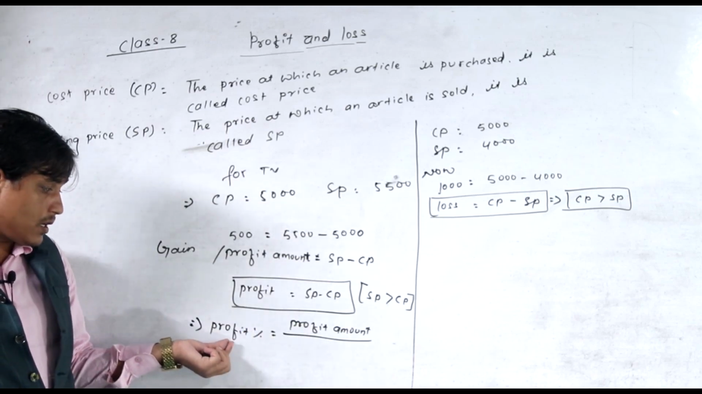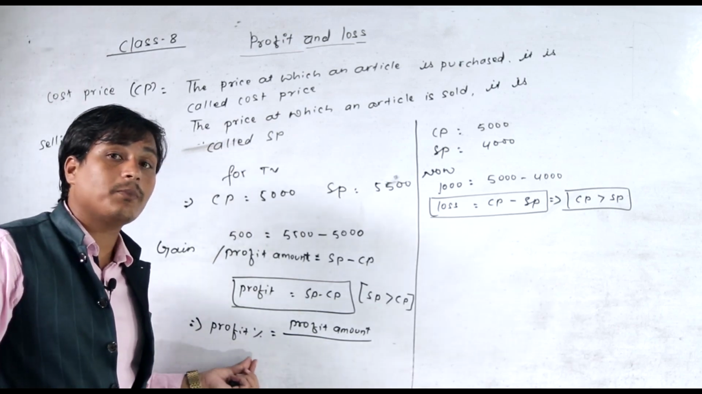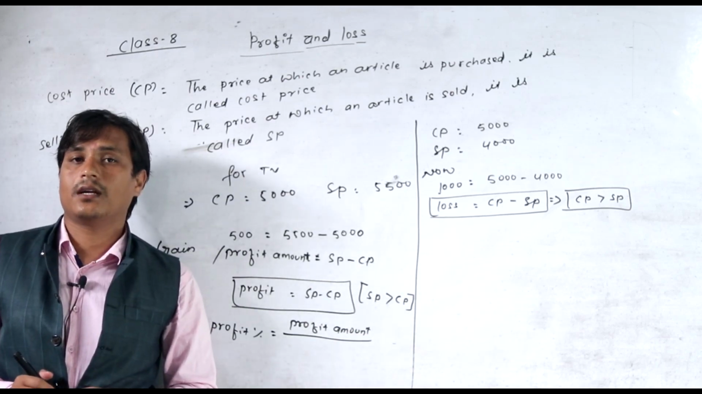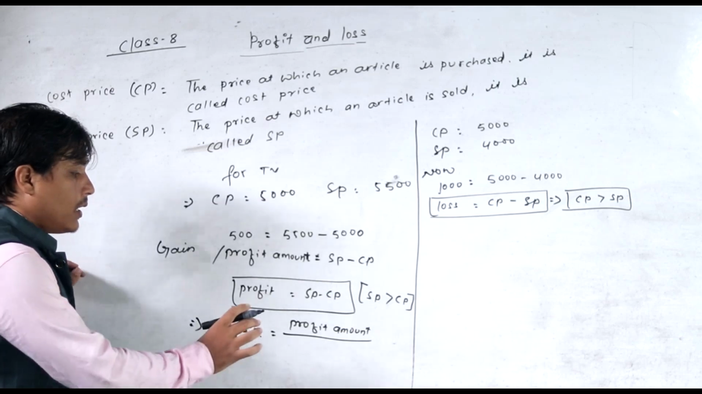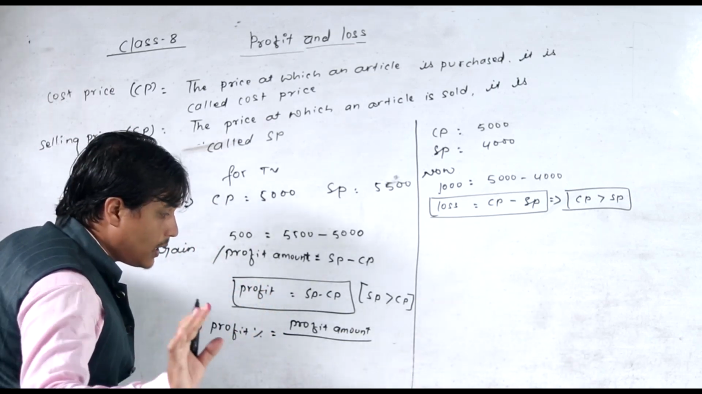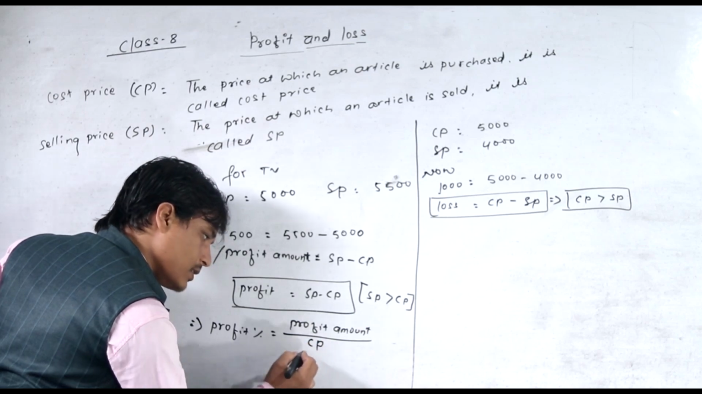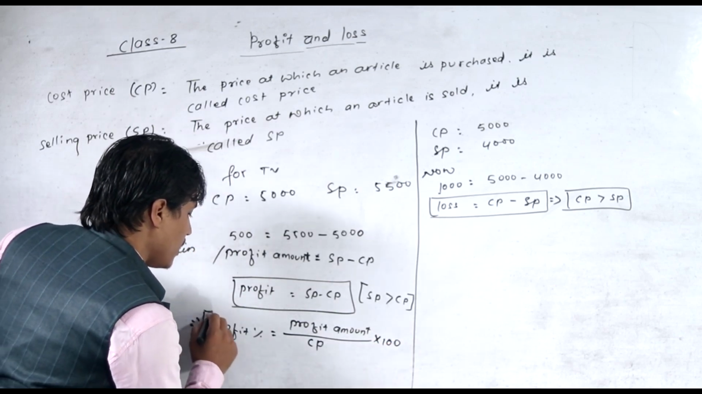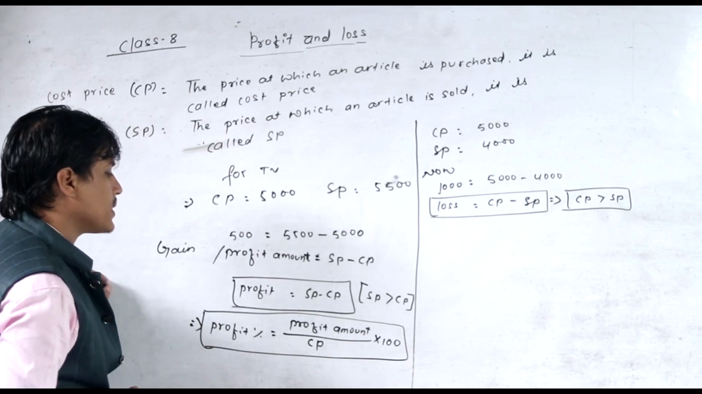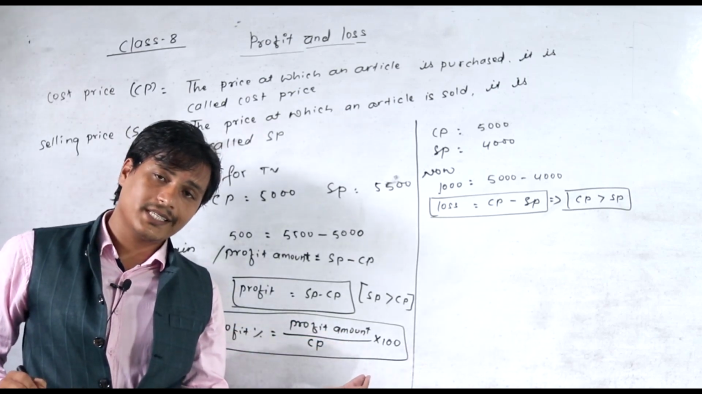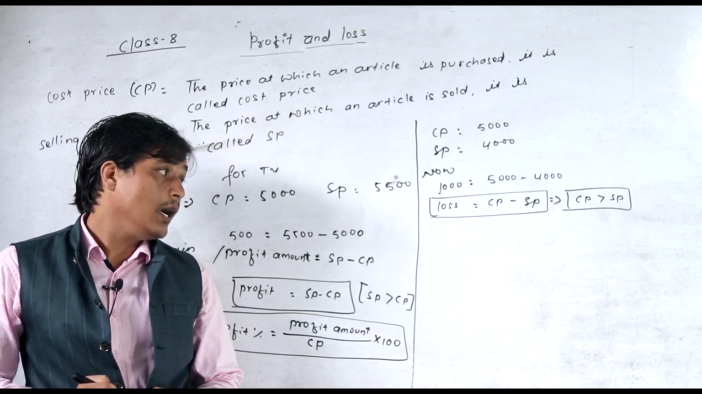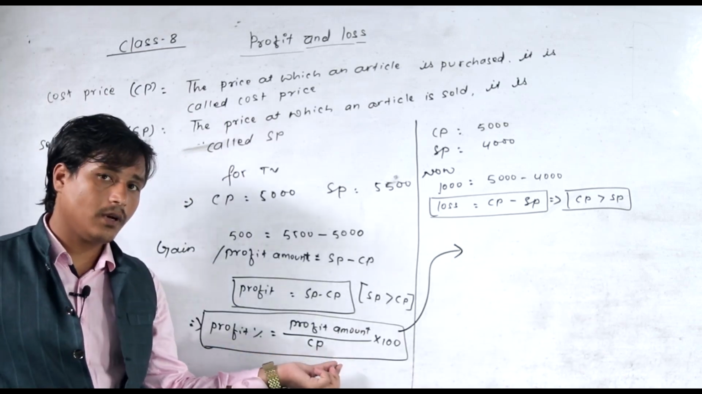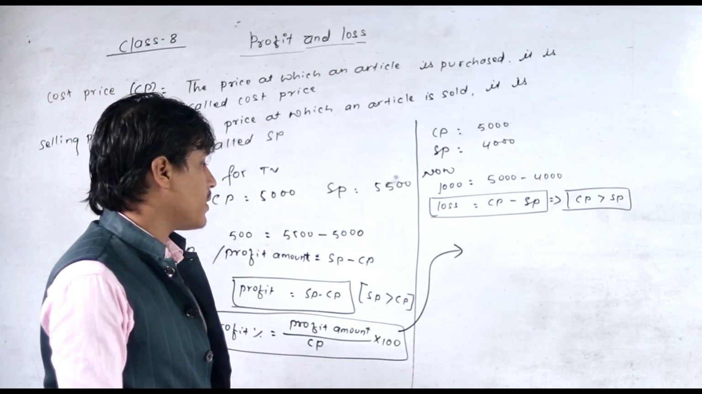So for percentage of profit, in the numerator you have to write profit amount, because we are going to formulate profit percentage. In the denominator, it depends on CP. It is a percentage, that means 100. So profit percentage is profit amount upon CP multiplied by 100. Okay, further you can expand that formula, profit amount.